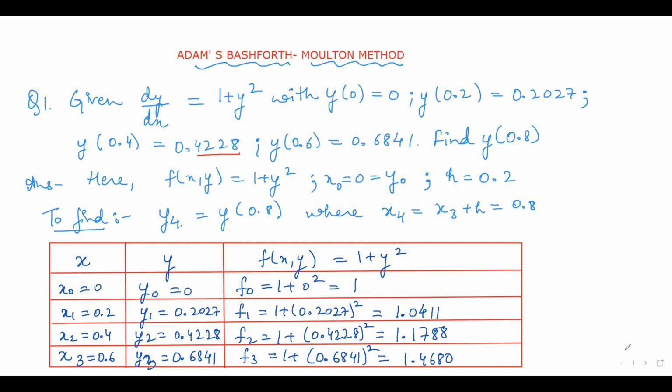Again, I repeat, if the values of y are not given, then you can find them out using any single step method. If the question mentions a single step method, then you have to apply that. And then definitely you can find out the value of y at 0.8.